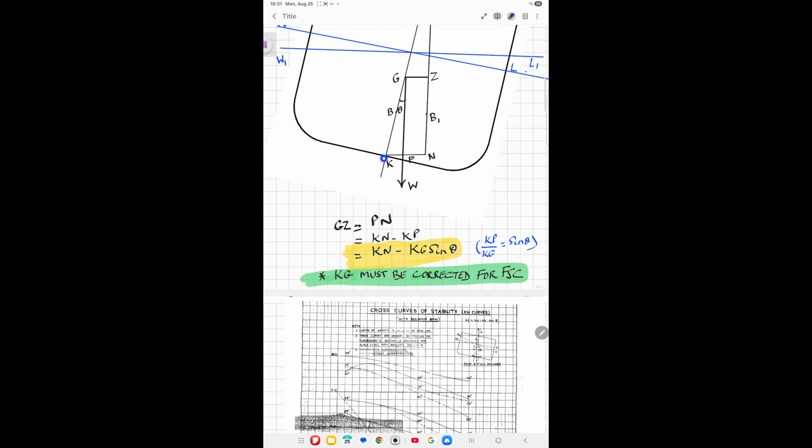And if you see this triangle KPG, which is right angle at P, you will see that KP upon KG is sine theta. So in place of KP, I can write KG sine theta. So GZ becomes KN minus KG sine theta. This is the formula we use to find the value of GZ, and note that KG, which we use in this formula, must be corrected for FSE.